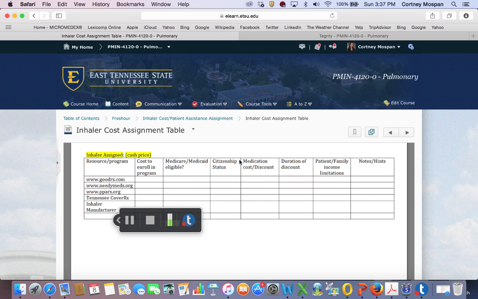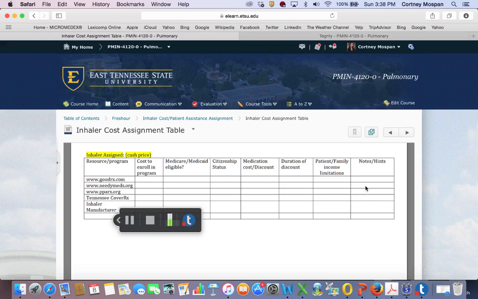What is the medication cost or level of discount? So does the patient have reduced copayment? Is it offered at no cost? For GoodRx, what is that coupon amount to? Duration of discount. So is it just one fill? Does it last for 6 months? Does it last for a year? What are the income limitations? So are there any limitations? Does the patient have to be at a certain amount of the federal poverty level?